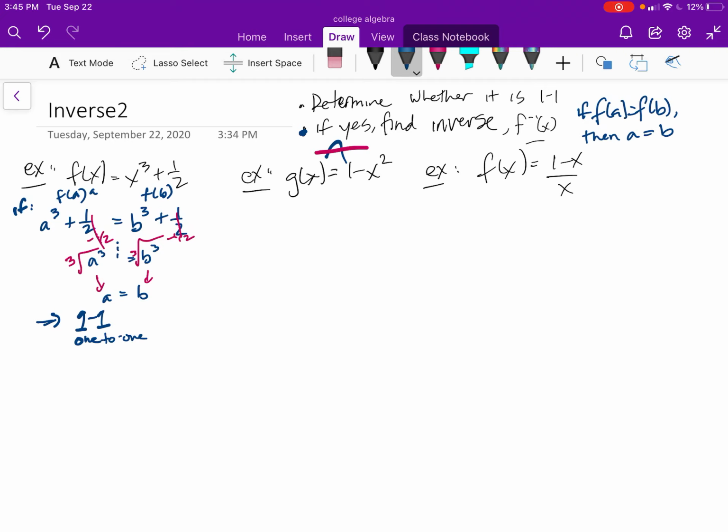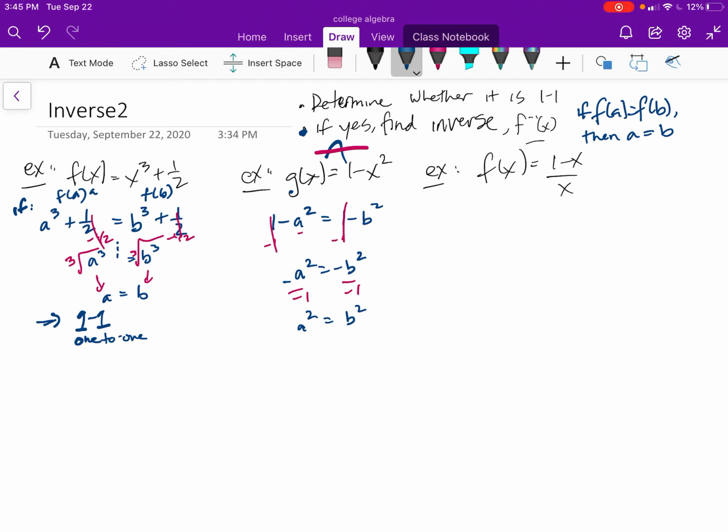So instead of f of a equals f of b, we have g. Doesn't matter. G of a, substitute a in for x. G of b, substitute b in for x. Now solve for a or b, it doesn't matter. Subtract 1, those are gone. Divide by negative 1, because I have negative a squared equals negative b squared. A squared equals b squared.